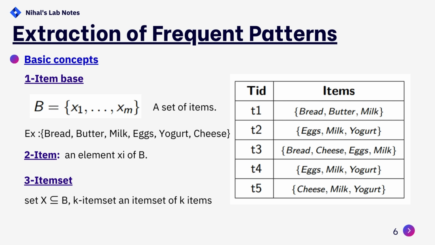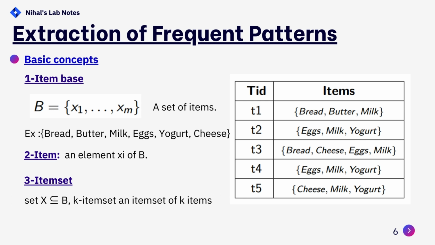For example, you see this table. We have bread, butter, milk, eggs, yogurt, and cheese. This is an item set. An item is an element xi of B. But if we say item set X, it's included in B. So a k-item set is an item set of k items.